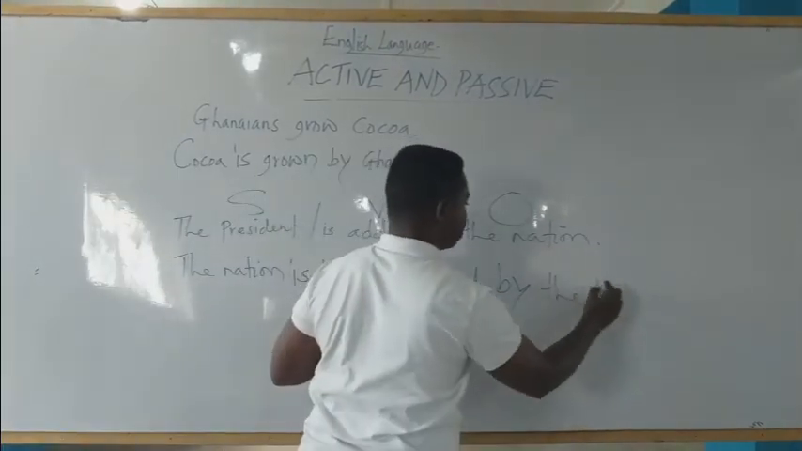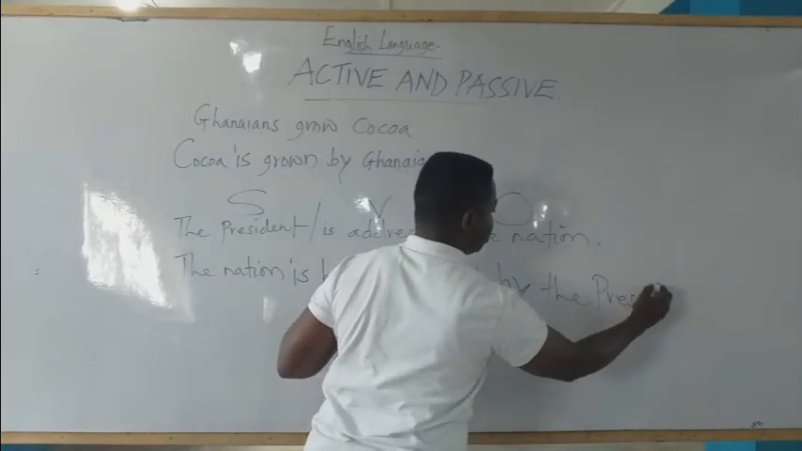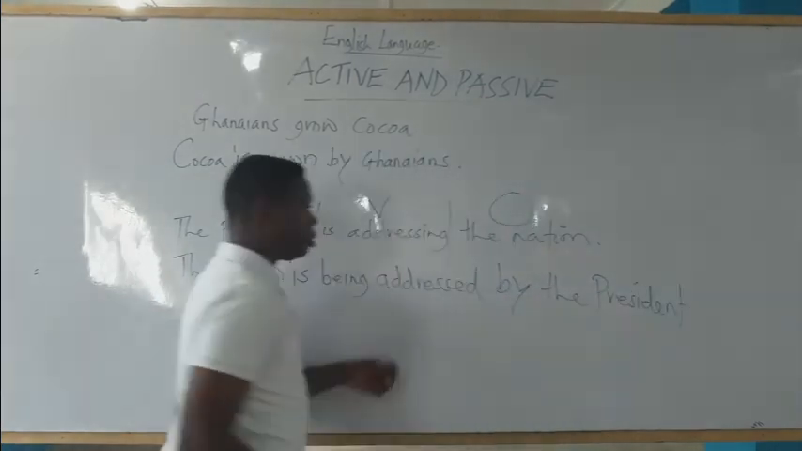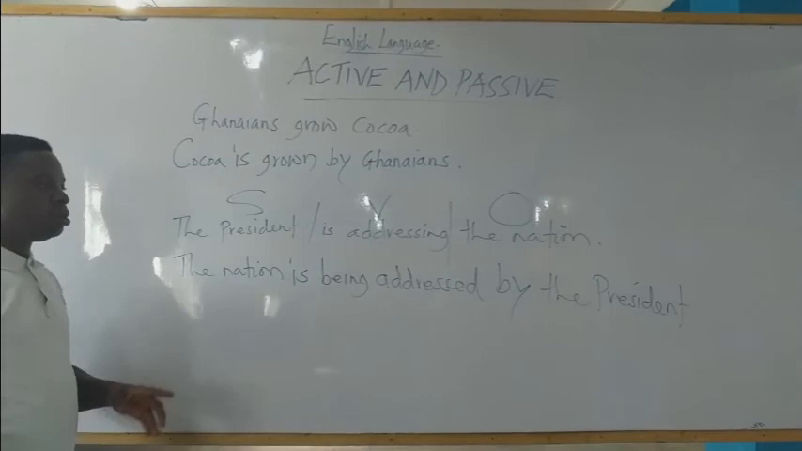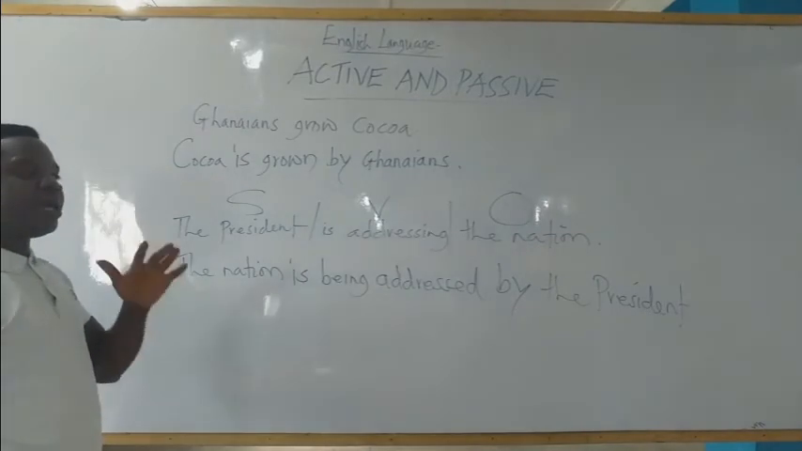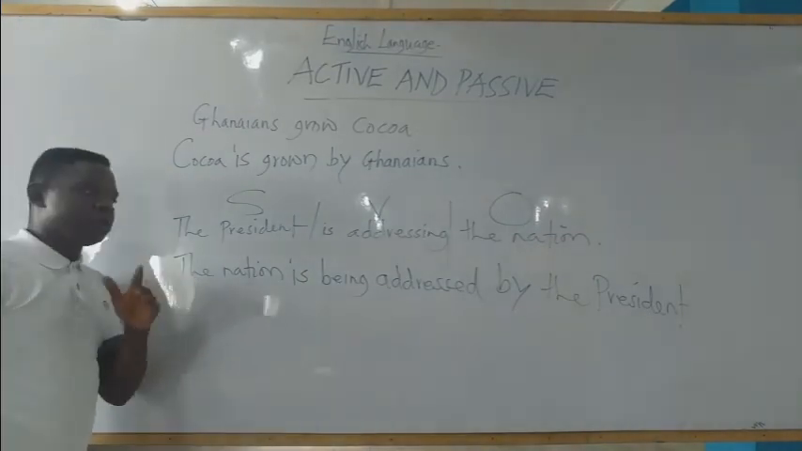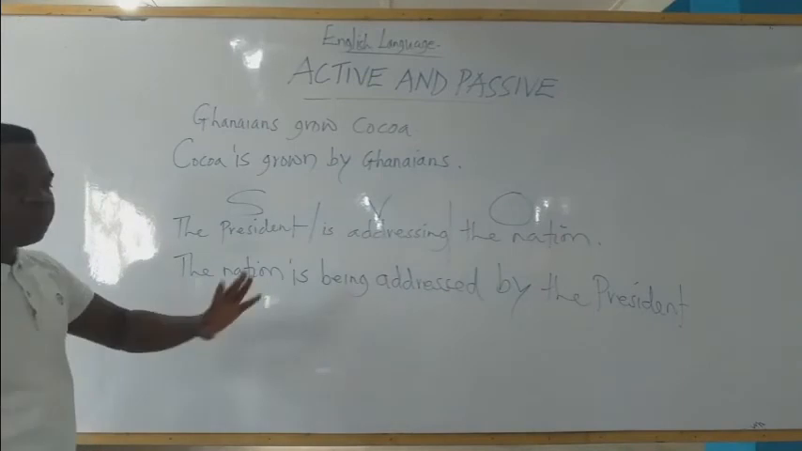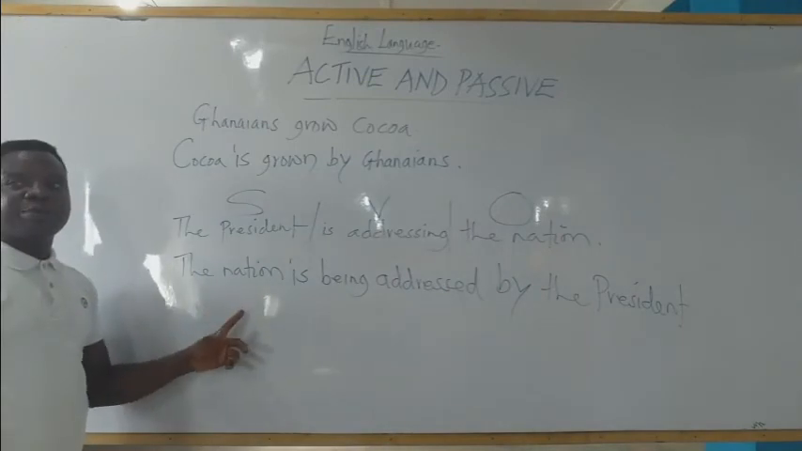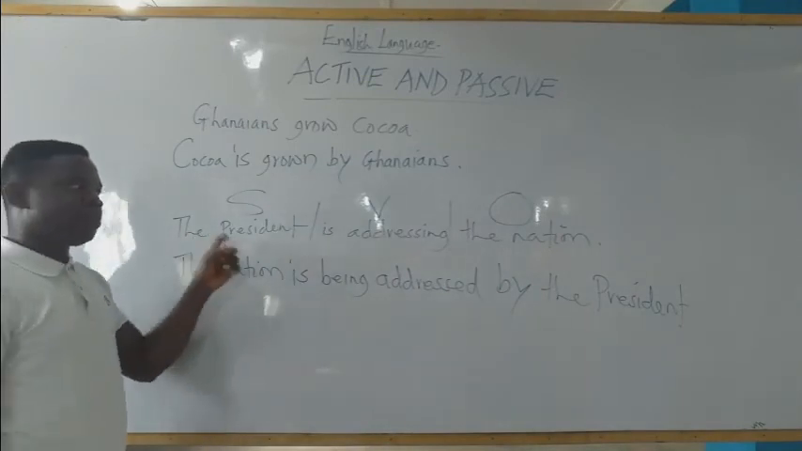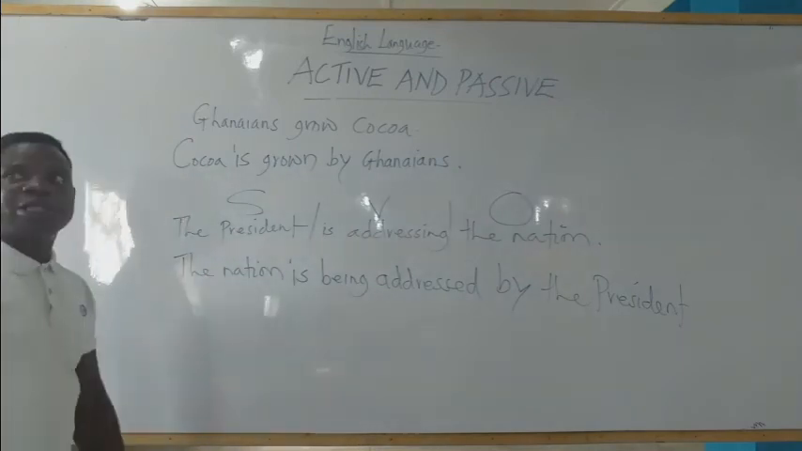The president. So the whole sentence becomes: the nation is being addressed by the president. The nation is being addressed by the president. That is the passive form of the president is addressing the nation.